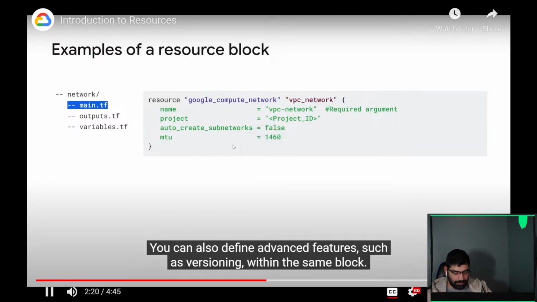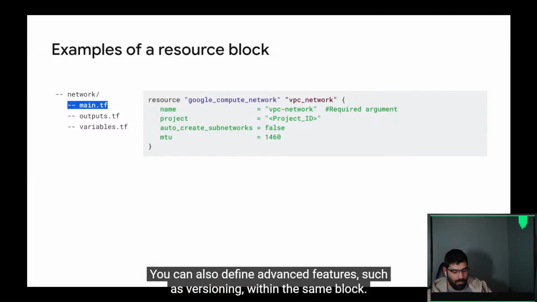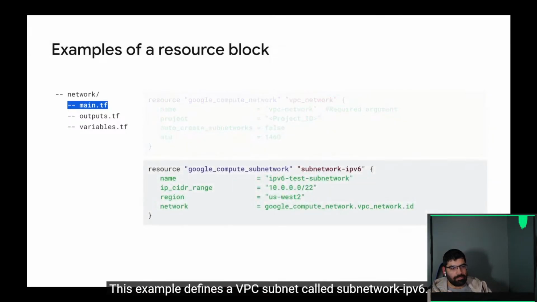You can also define advanced features such as versioning within the same block. This example defines a VPC subnet called subnetwork-IPv6.